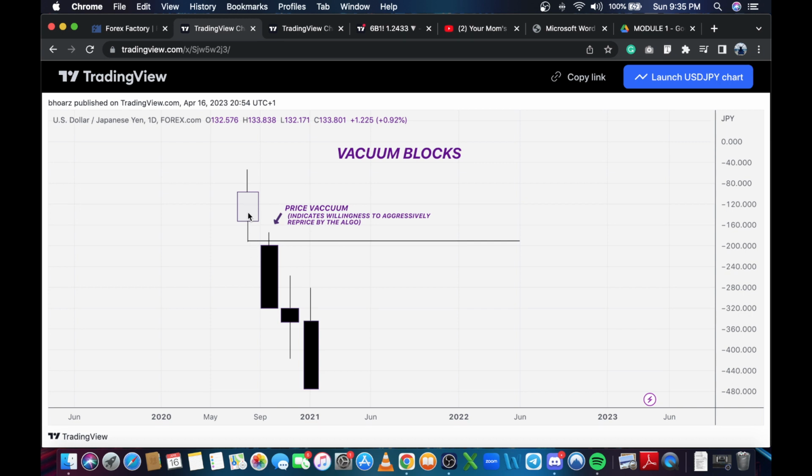Now, the difference between a vacuum block and a classic bearish order block is that a classic bearish order block has displacement but doesn't have the gap in that displacement. But with a vacuum block, we have a displacement in price that has a liquidity void. The next candle, there's a void in price created, and that oftentimes indicates an aggressive willingness to want to trade down to a level where there will be counterparty transactions.